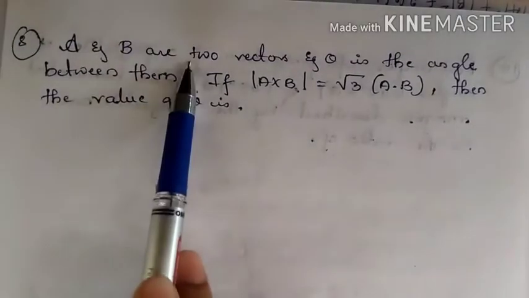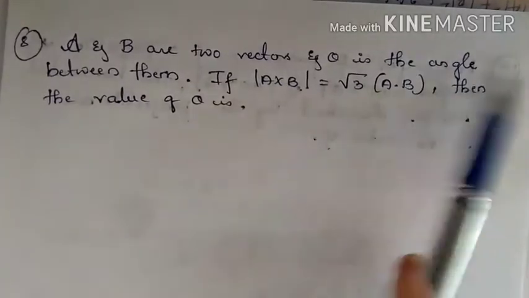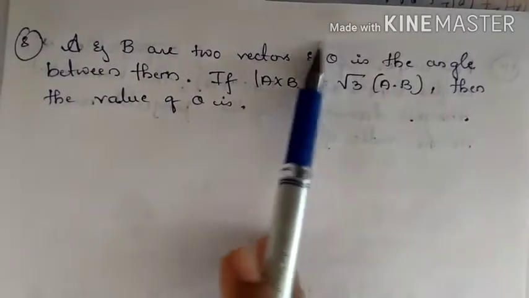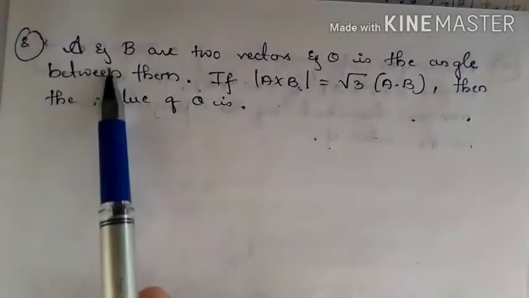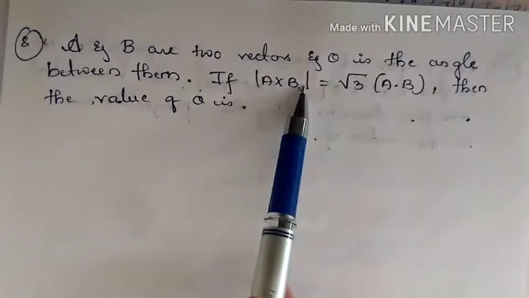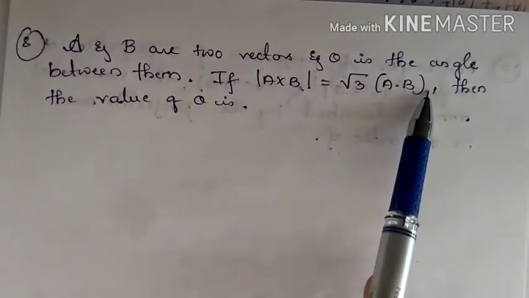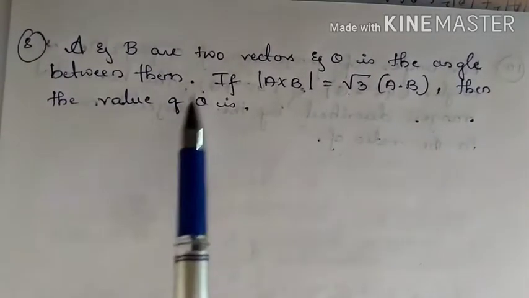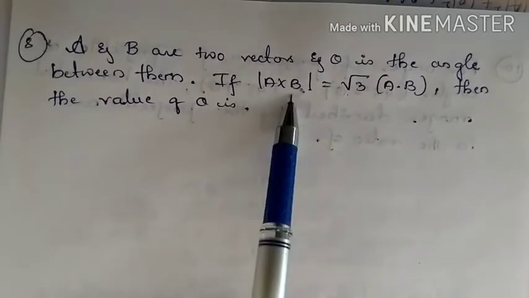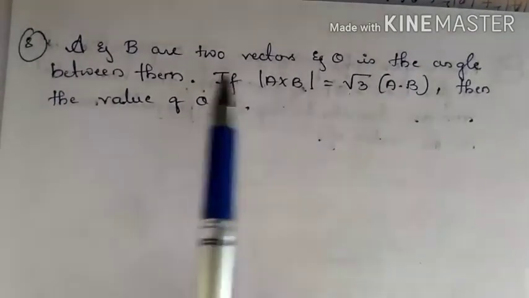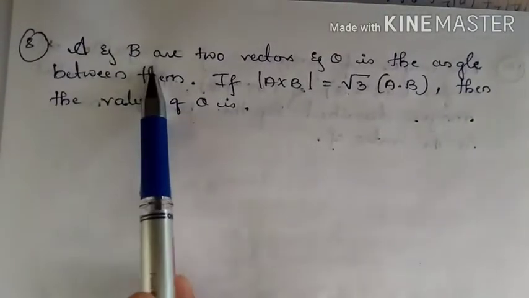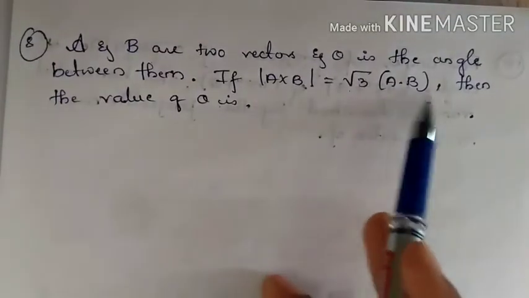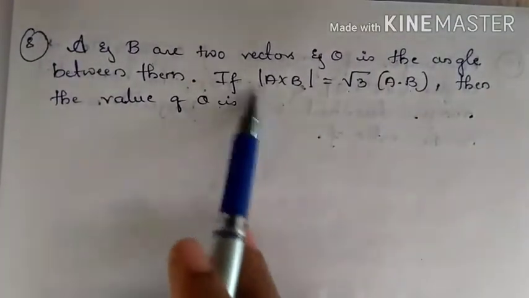A and B are two vectors and theta is the angle between them. So A and B are two vectors, and theta is the angle between the vectors A and B. So if the magnitude of A cross B is equal to root 3 of A dot B, then what is the value of theta? So we have to find what is the theta value such that A cross B is equal to root 3 A dot B. Now we have to find the angle theta.